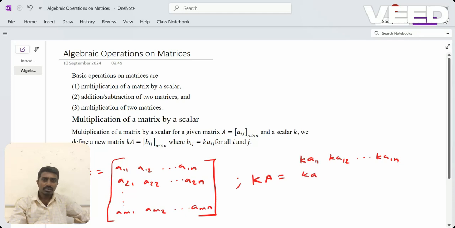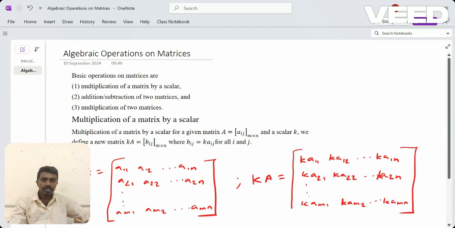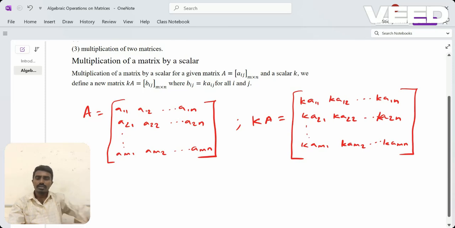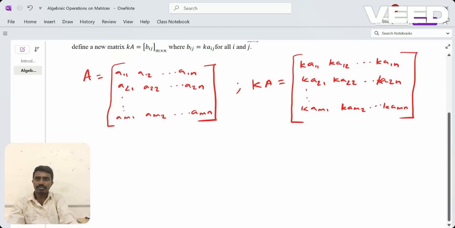Similarly, kA21, kA22, so on up to kA2n. In the same way, k times Am1, k times Am2, so on up to k times Amn. So we have to multiply k with each and every element of the matrix. That is the scalar multiplication of a matrix.